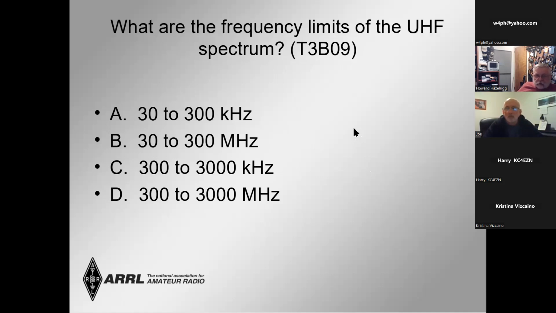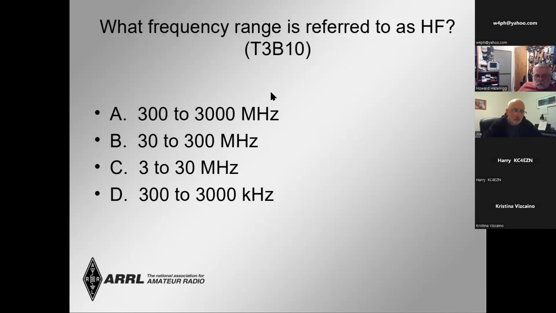What are the frequency limits of the UHF spectrum? That would be 300 to 3,000 megahertz. What frequency range is referred to as HF? That is 3 to 30 megahertz.